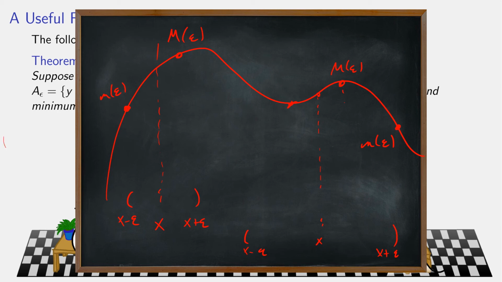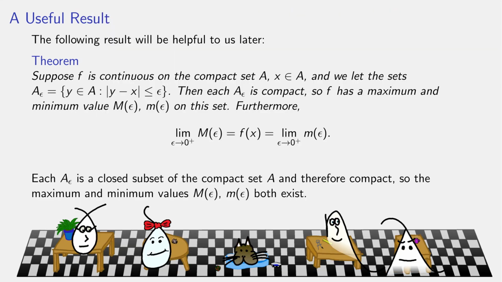Now, if I squeeze this interval down, I make epsilon smaller, the max and the min might move. But as epsilon approaches 0, this interval squeezes down to just being at x. The max and the min are going to have limit point f of x, this height right here. That's what we're attempting to prove. All right, so back to the formal proof.